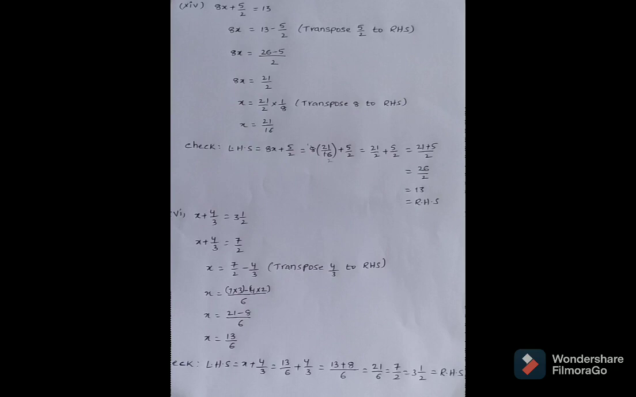So we cancel. We divide both numerator and denominator by 3. 3 7s are 21. 3 2s are 6. So 7 by 2. That equal to 3 and 1 by 2. When we convert into mixed fraction, it is 3 and 1 by 2. That equal to RHS. So LHS is equal to RHS. So solution is right.